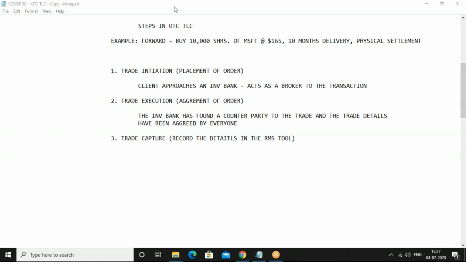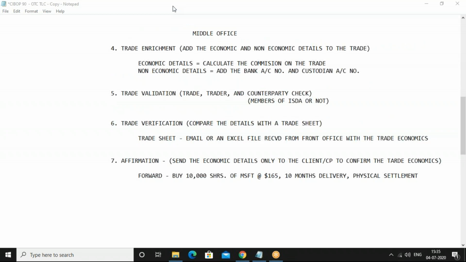And then again, we have trade verification, where we're going to compare the details with the trade sheet. Up till here, till trade verification, the details are the same. Now, in the OTC trade lifecycle, we're going to add an additional step, and that's called affirmation. It's pronounced as affirmation.